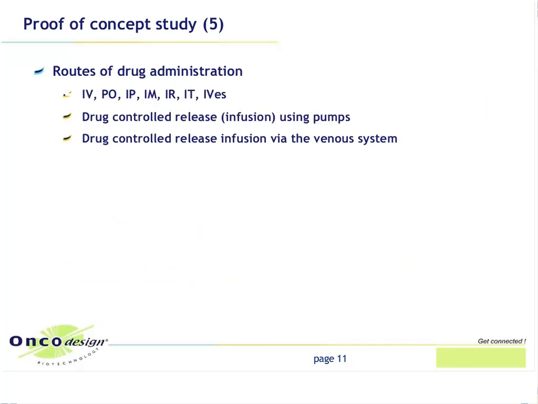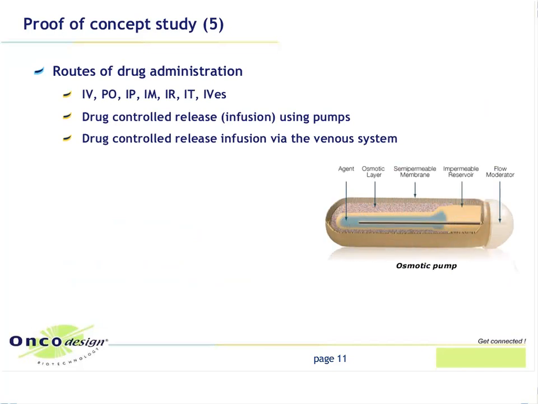So we have to consider as soon as possible the different routes of administration we would like to investigate. So for sure the intravenous, oral, intraperitoneal, intramuscular, intrarectal, intratumoral, or intravesical routes. But as an alternative, we also use drug controlled release infusion using micropumps, where the drug is filling the pump and released during a defined time frame, from 7 days to 28 days.